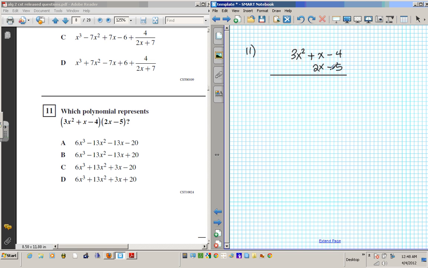Okay, so let's do 5. I'm going to distribute 5 times all three terms on the top. Minus 5 times minus 4 is positive 20.